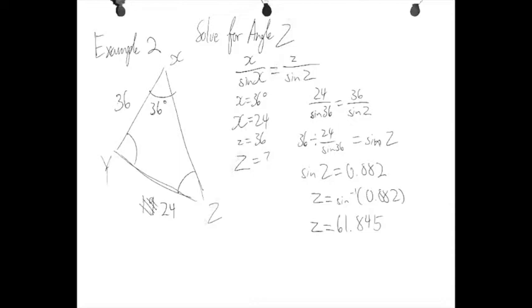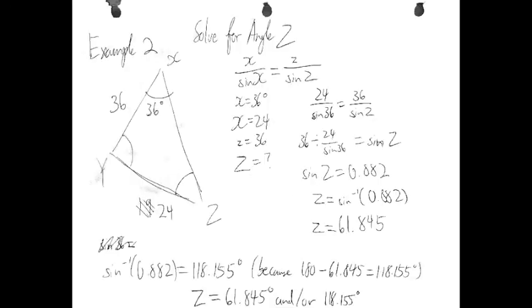We have to make sure that we inverse sine the decimal because the decimal does not equal the actual value of the angle. The decimal is actually the sine of the angle. But there is a twist to this question. There are actually two answers.